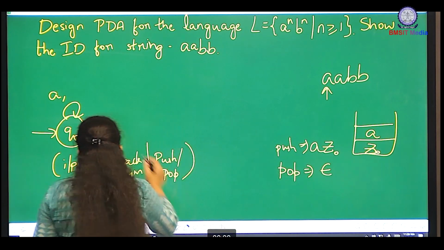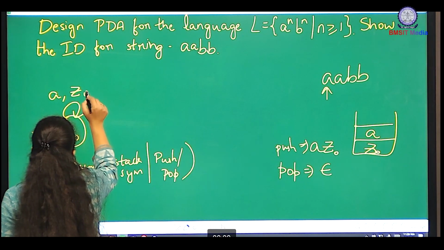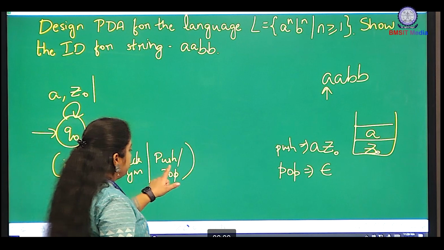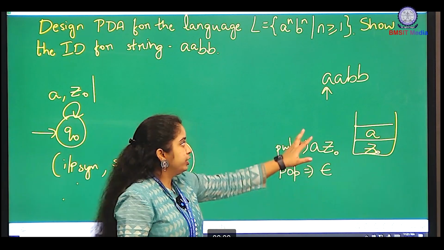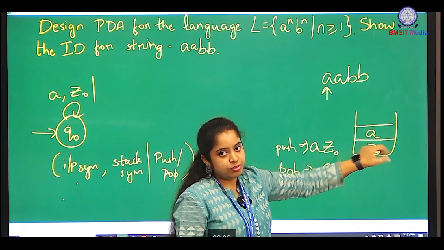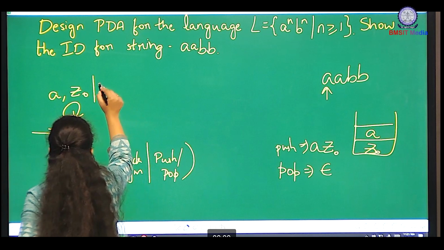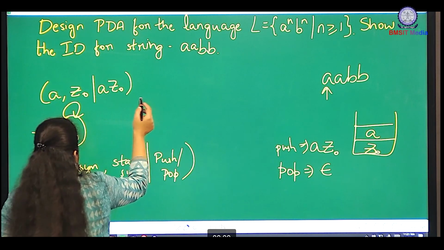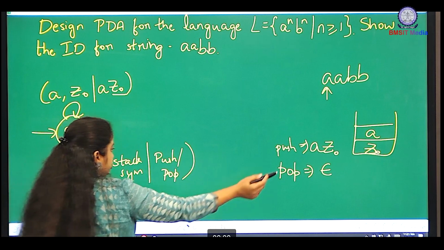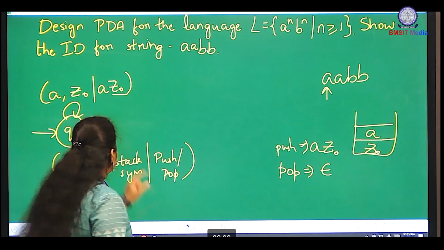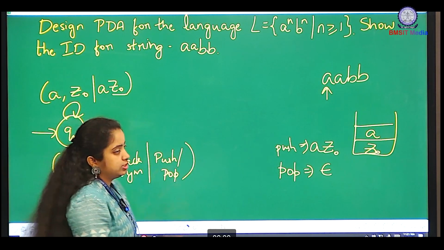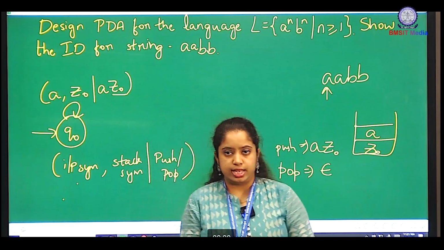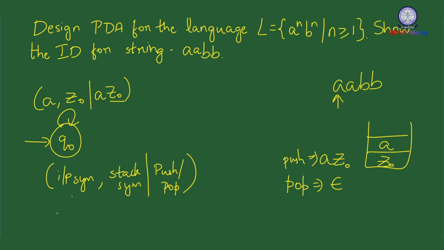Z naught will be there in the stack, and what do you do? Push or pop. We need to push this A to the stack, so we will write that as A Z naught. This is the current stack element which is already there in the stack, that is Z naught, and A is the new input symbol that is added to the stack. This is what is the push operation.